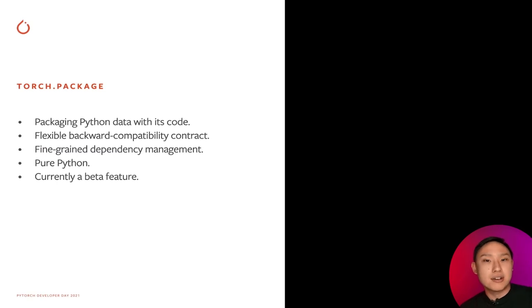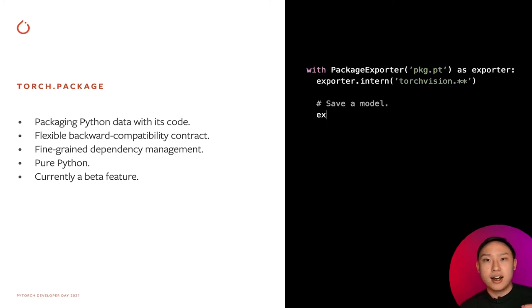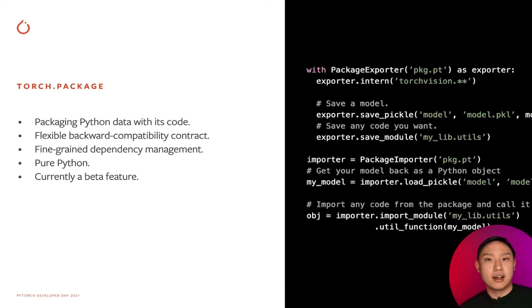So let's start with Torch Package. This is a library that allows you to bundle model weights and code together in a pure Python way. As you can see, you can export your model by saving it in a pickle-based format. You can save arbitrary code, and then you can load it back up.